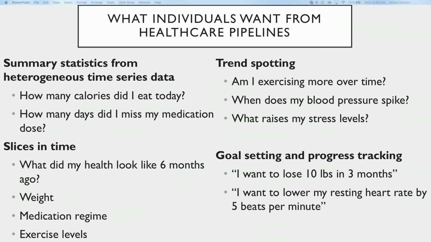And for that reason, they also want trend spotting. So not just a slice in time, but sort of like, well, what's my health trajectory over the last 6 months? Is my blood sugar getting better? Are my stress levels going down? And finally, they also want goal setting and progress tracking. So I want to lose 10 pounds in 3 months. Please provide an automated way for me to see if I'm on track with that. Or I want to lower my resting heart rate because I'm a sprinter. Please track that and tell me if I'm making progress so I don't need to think about it.